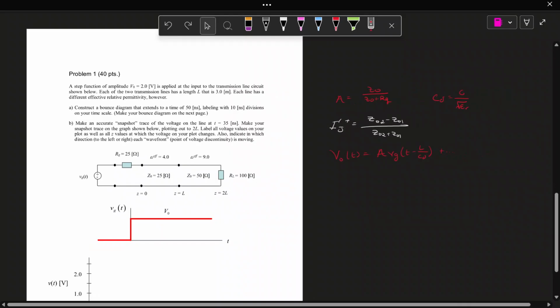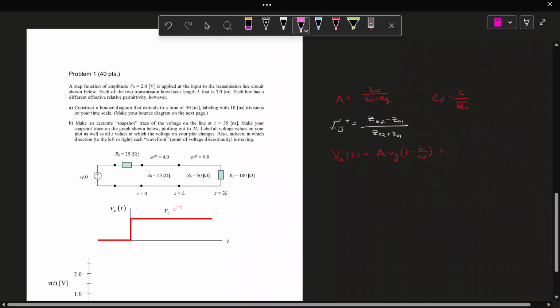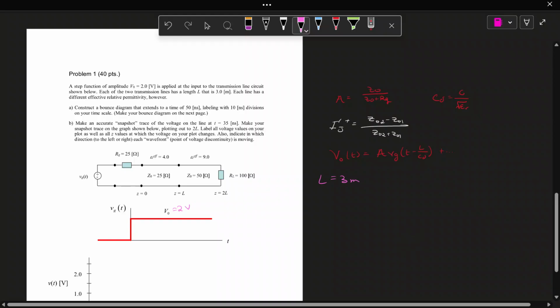It says a step function of amplitude V naught is equal to 2 volts, so we can write that down. V naught equals 2 volts is applied at the input of the transmission line circuit shown below. We can think of this as some sort of generator. Each of the two transmission lines has a length L that is 3 meters long, so that's important to know also.